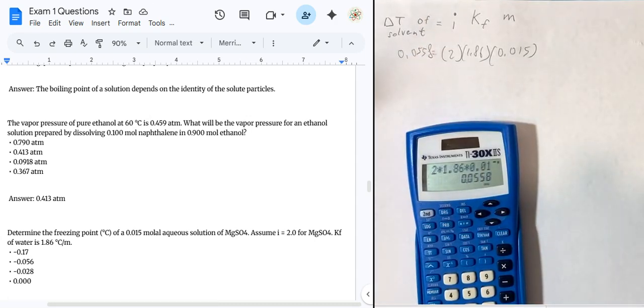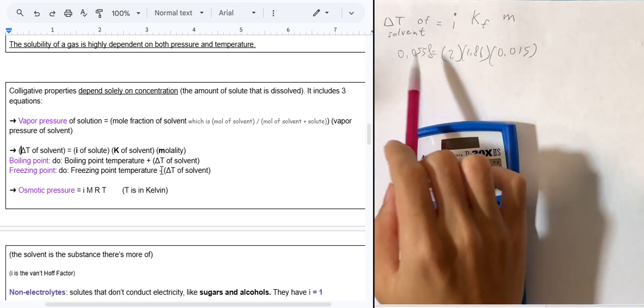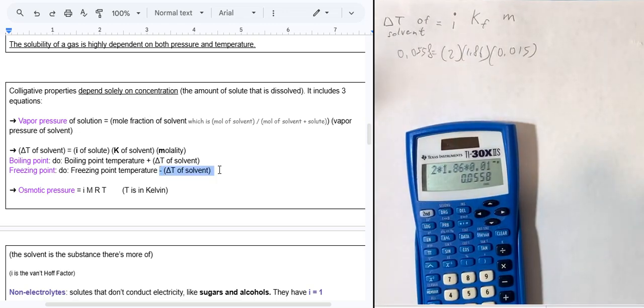And the thing about boiling point and freezing point, the thing about this equation is there's two steps to it. So for boiling point, we add the boiling point temperature to the value we got. But for freezing point, we minus this value we got, the change of T of solvent, from the freezing point temperature.